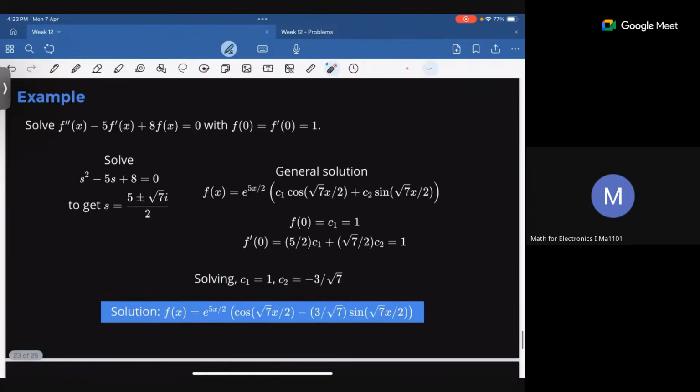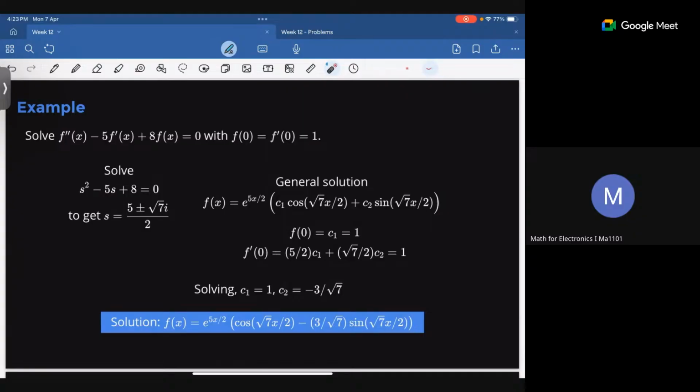Okay. So therefore, the general solution will be f of x is equal to e^(5/2 x), which is the real part r, 5/2, times c1 cos(√7/2 x), where √7/2 is the imaginary part, plus c2 sin(√7/2 x). Okay. And we have the initial conditions given here.